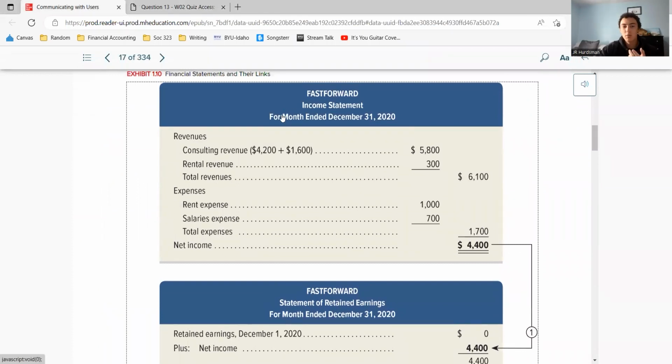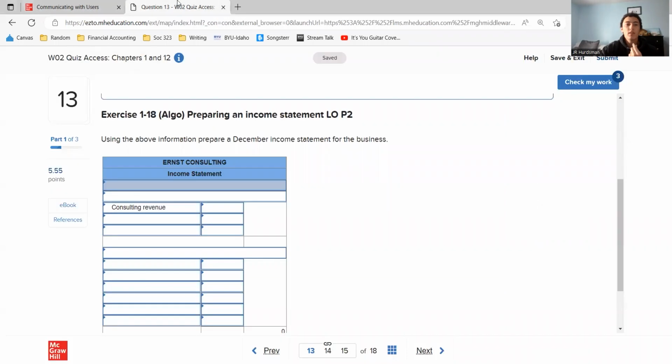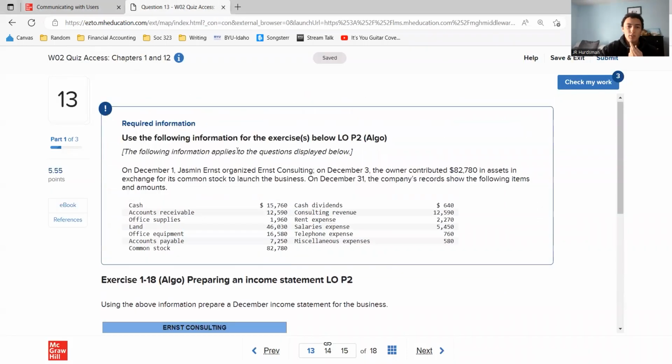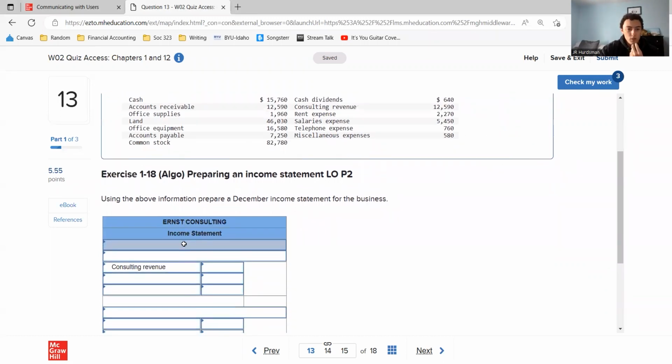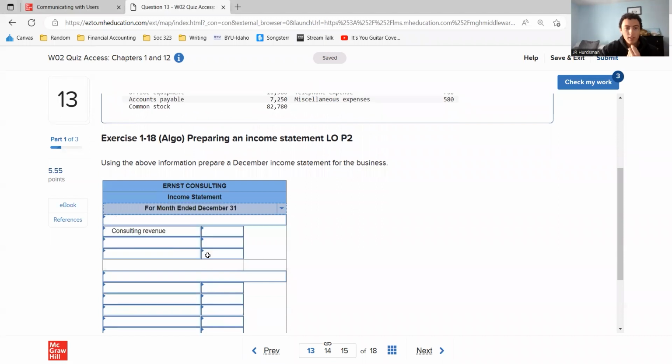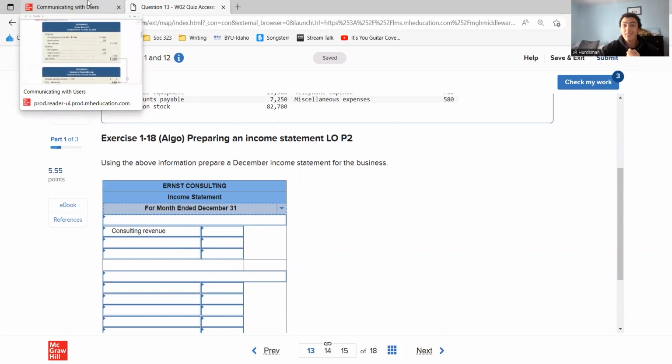And then income statements are for a period of time. In this case, for this problem, it's for about a month. So we're going to come over here and look for the one for the month ended December 31st. And then we're going to be like, all right, what's next?